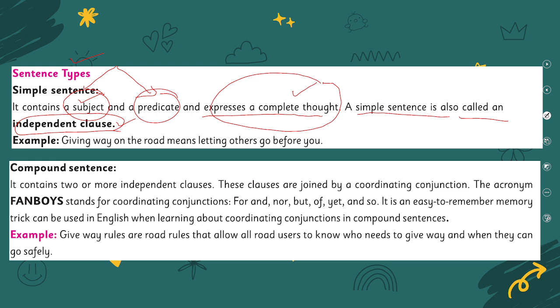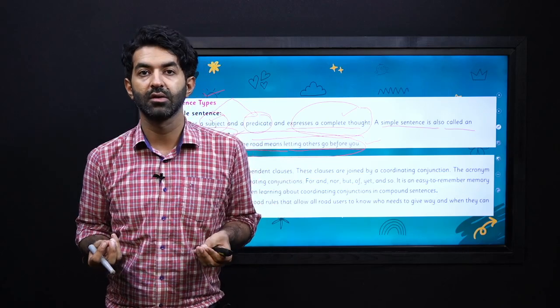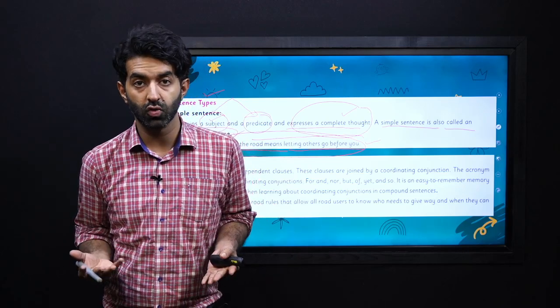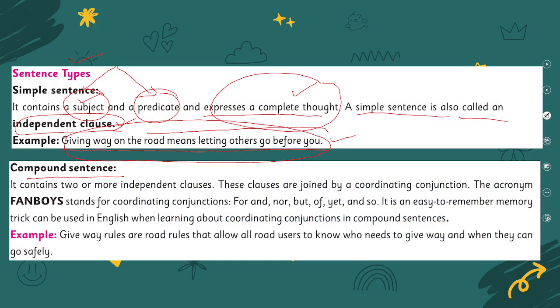For example, giving way on the road means letting others go before you. Does this whole sentence give a full thought? Yes. Is it incomplete? No, not at all. It has a subject and the predicate. So this makes it an independent clause, which is ultimately a simple sentence making sense on its own.